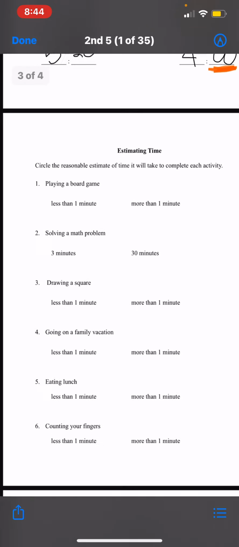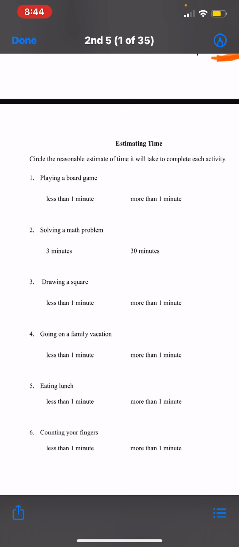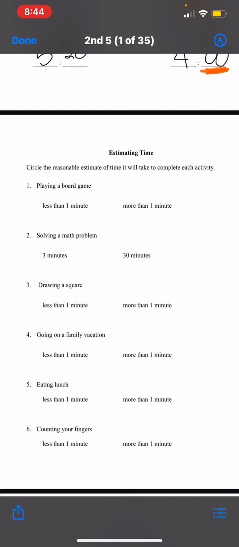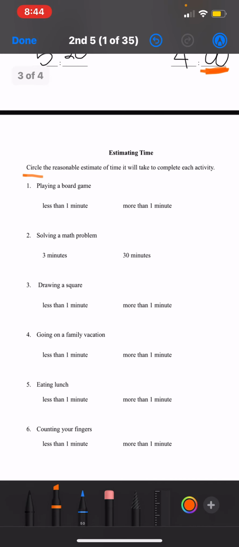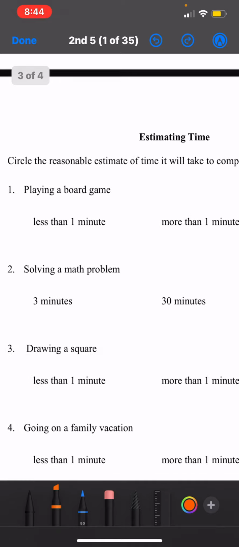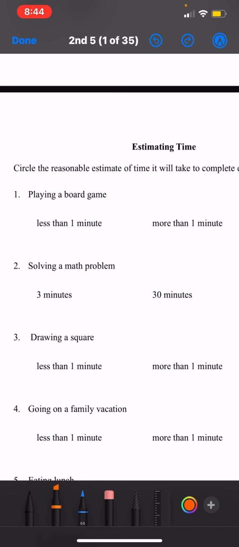Let's go down to this one. So here we have estimating time. It says, circle the reasonable estimate of time it will take to complete each activity. Okay. So this is logic. You guys have to use logic for this one. So let's do number 1 first.